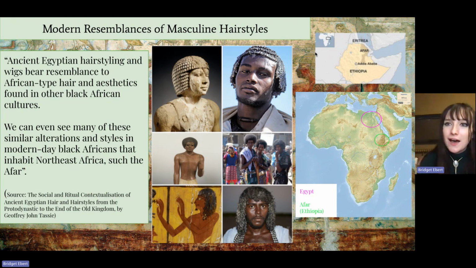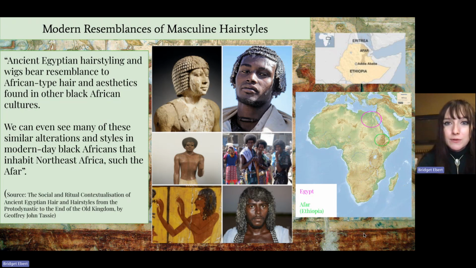So I have this other image that really shows where Afar is. And I think it's really wonderful to remind ourselves that Egypt is in Africa, because in one of my college classes, a college student did not realize that Egypt was in Africa, which I think is absolutely insane.